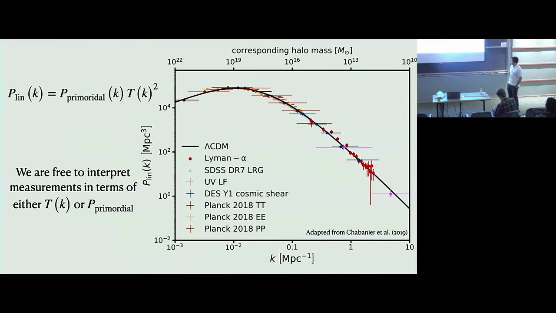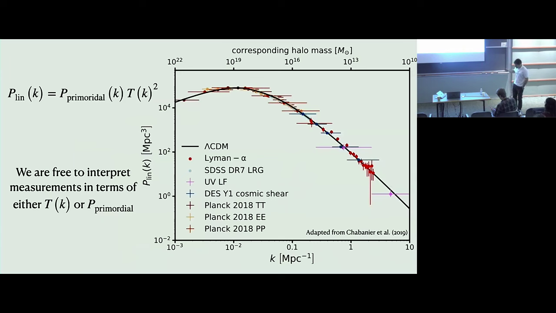You know, so this is by now probably a familiar figure for many people. This is the linear matter power spectrum. And this linear matter power spectrum is the primordial matter power spectrum, which is predicted by your favorite inflationary model, times the linear theory transfer function. Okay? Now, when you change dark matter physics, you change the transfer function, but you are free to interpret changes to the power spectrum in terms of changes to either quantity.